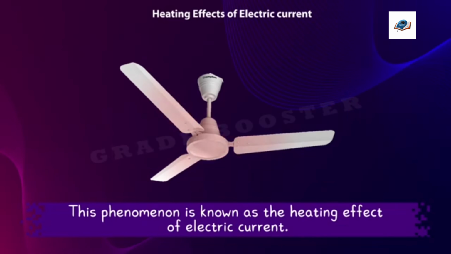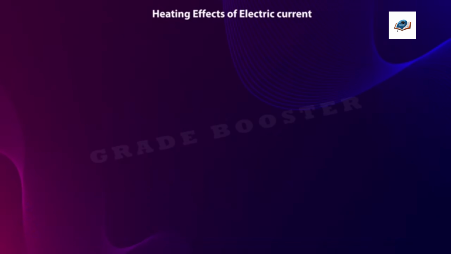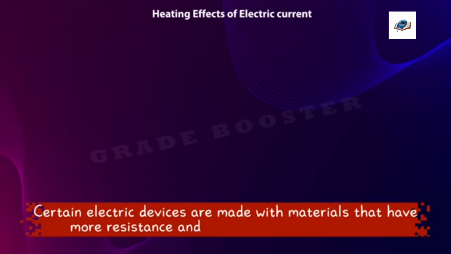For example, a fan running for a longer period becomes hot. Certain electrical devices are made with materials that have more resistance and produce a large amount of heat. For example, electric iron.